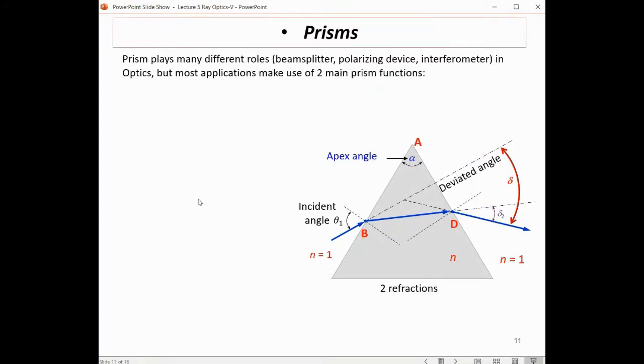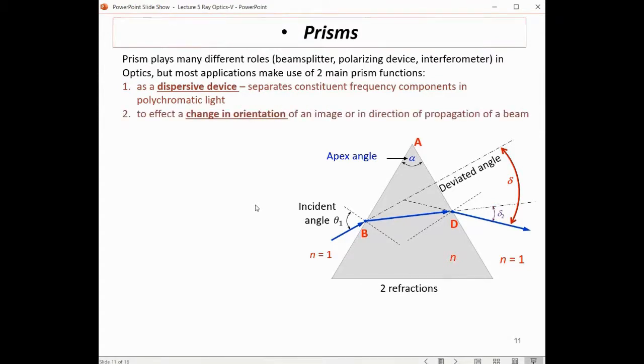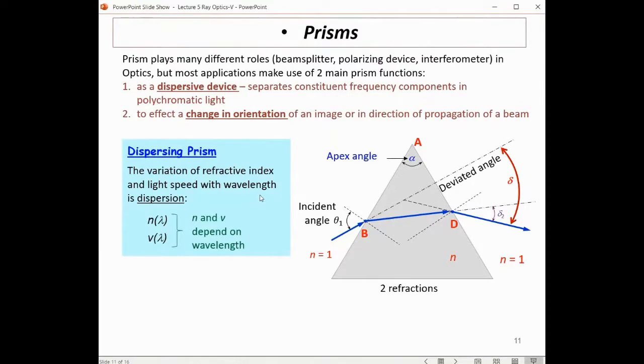Let's look at prisms. A prism can act as a beam splitter, a polarizing device, or an interferometer, but most applications make use of two main functions. Firstly, as a dispersive device, so it will separate the constituent frequency components in polychromatic light. Secondly, to make a change in orientation of an image or in the direction of propagation of a beam. In a dispersing prism, the refractive index and the speed of light would vary with wavelength.